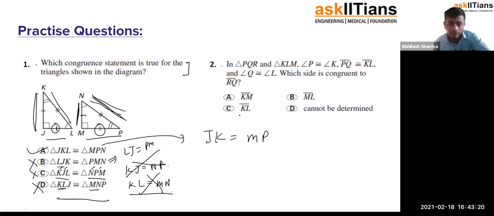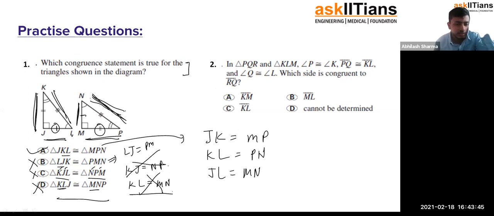JK equal to MP, is it true? JK equal to MP, yes. Both of them have two lines. Similarly, KL, if I want to take, what will we get? KL will be equal to PN. Is this true? So let's see, KL and PN are indeed equal. So this is also true. Similarly, JL will be equal to MN. Is this true? JL equal to MN. Yes, this is also true.